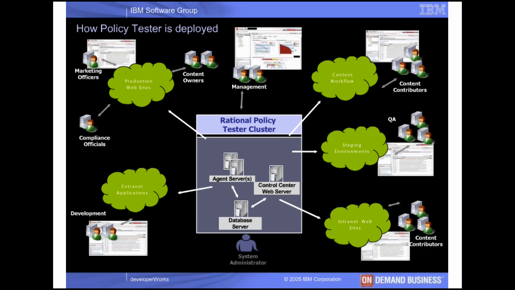Rational Policy Tester is installed centrally and accessed through a browser. This means there is zero footprint on users' desktops. Members from all over the organization can have access to the information within Policy Tester and based on their profile have the appropriate permissions assigned to them.